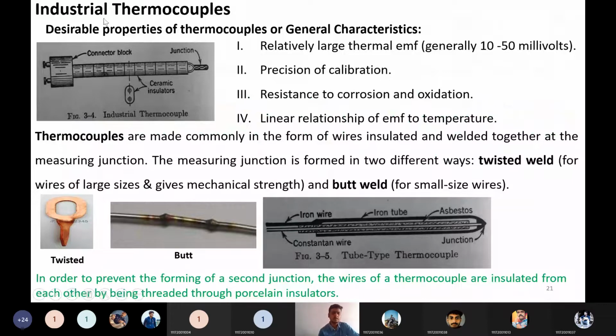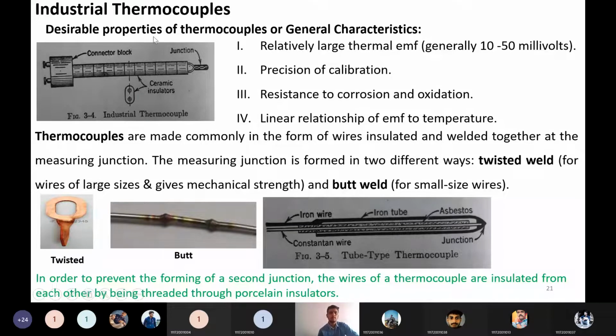So what are the desirable properties of this one? Industrial thermocouple, by definition, is the same. Whenever 2 dissimilar wires are joined together and there is a temperature difference between the 2 terminals of this thermocouple, then there will be a generation of EMF. That EMF is directly proportional to the temperature of the measuring junction. So that will be the common principle, but how the construction is different.